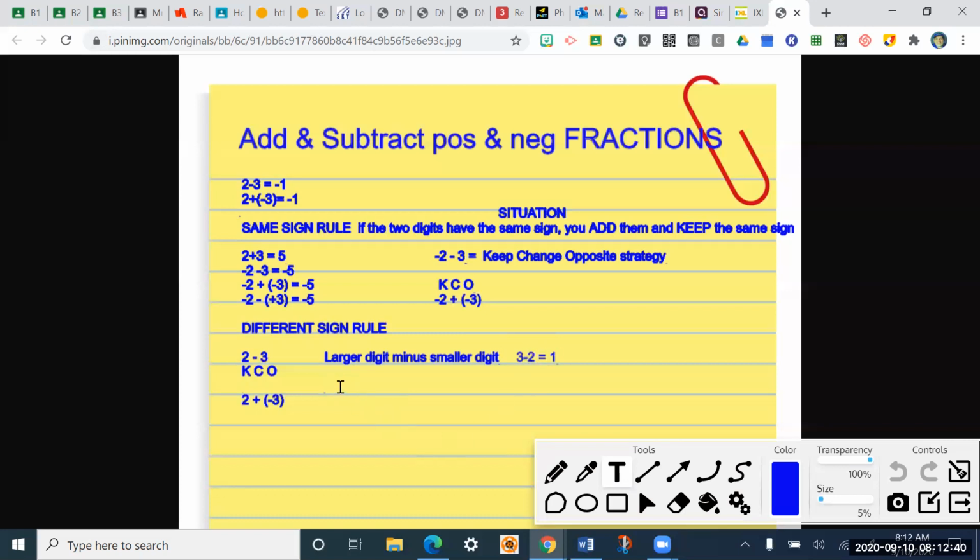Then the next step is you say the larger digit's symbol wins. Or what I also like to say is, do you have more positive or more negative? Okay, so in our case, the 3 was negative. Let me write it up here.